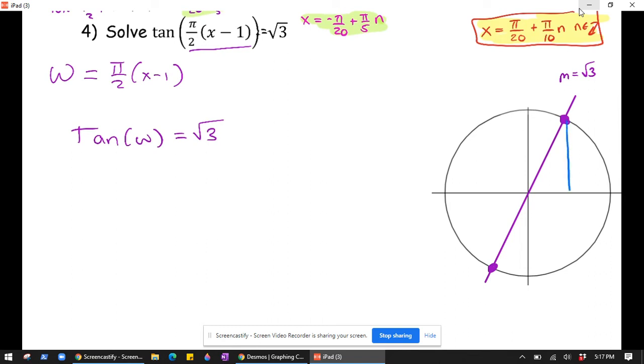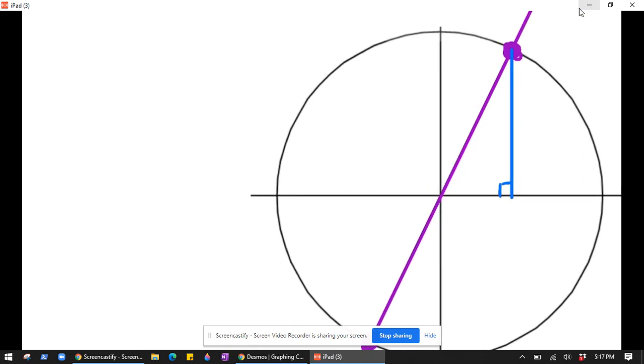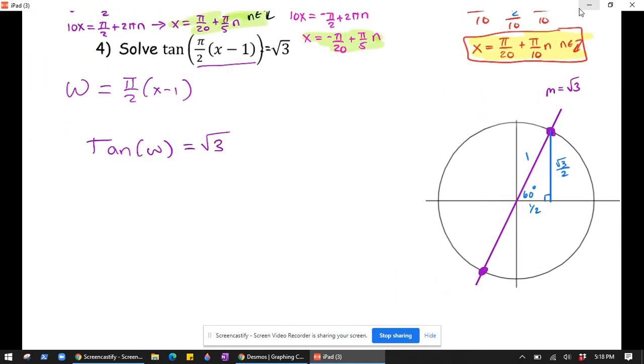So let's indicate what we mean here by the slope being root 3. This is the unit circle, so the hypotenuse is a 1. For the slope to be root 3, this would have to be root 3 over 2, and this would have to be 1/2, forcing this angle to be 60 degrees. Okay, so we can say w is equal to 60 degrees, which in radians is pi over 3.